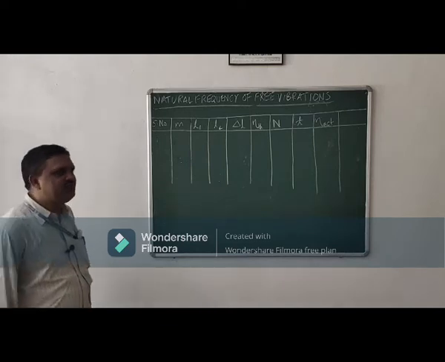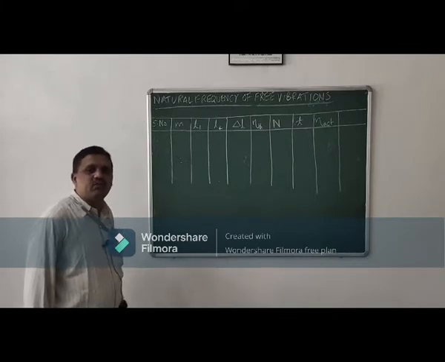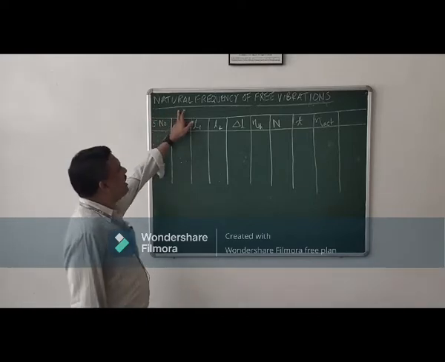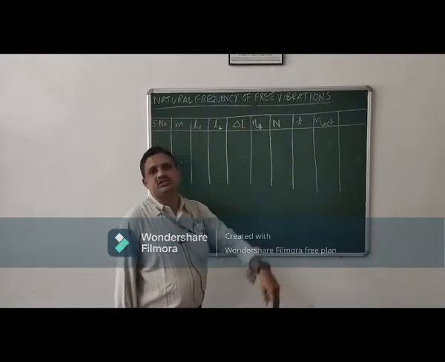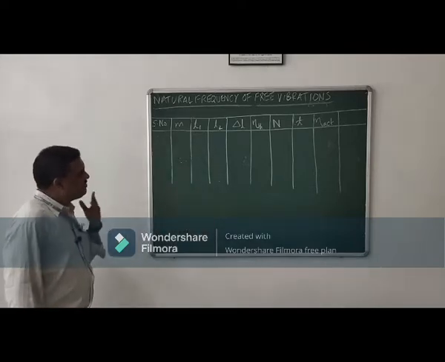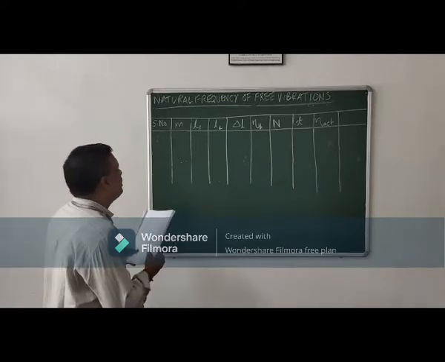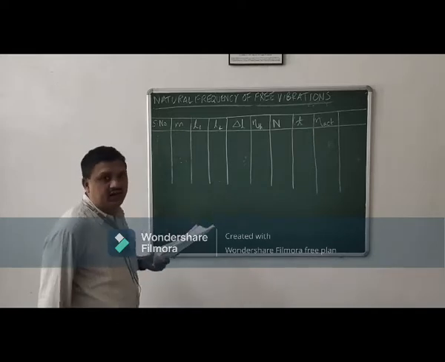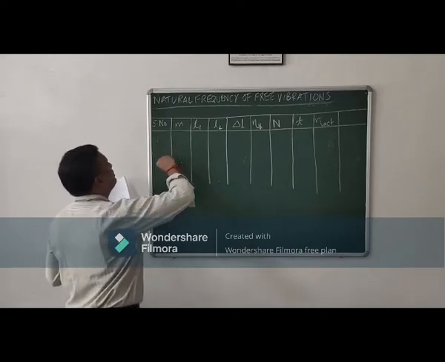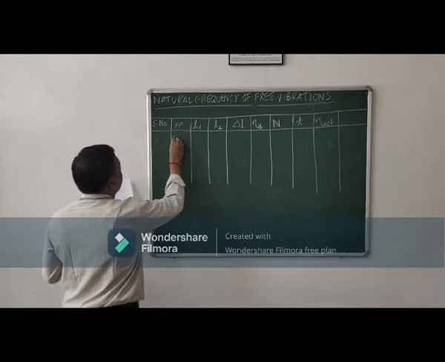Okay, good afternoon to all of you. So, after the experimental demonstration, it is very important for us to tabulate the readings of the experimental demonstration of finding the natural frequency of free vibrations of the spring mass system. So, it is very essential for us to note the experimental readings which we demonstrated earlier in the experimental session.